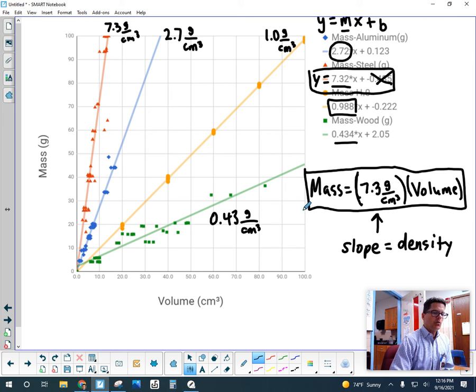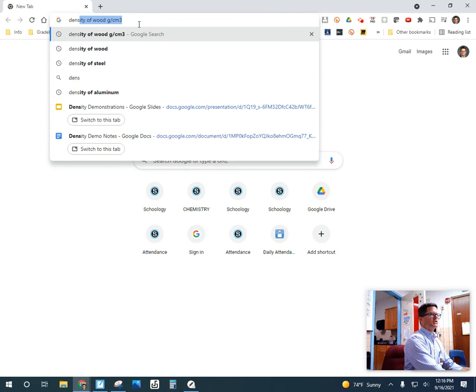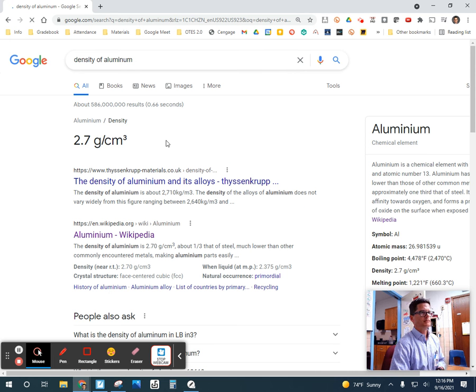Okay. So one of the other things we like to do in chemistry is judge our results, like how well did we do compared to the actual value. So let me just open up a tab. I'm going to start with aluminum because I'll tell you guys that was our best result so far. If I just Google density of aluminum, you guys got it. Okay, it is 2.7 grams per cubic centimeter. So that is right on the dot what we would want.